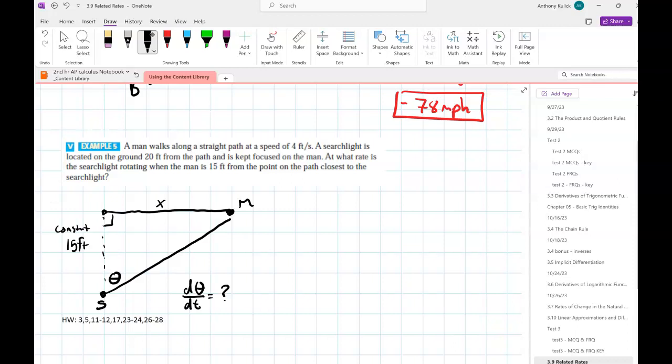This side is the distance the man's walked from the starting position. That's changing with respect to time. I'm going to call that distance x. And we know the rate at which it's changing should be called dx dt. Is that distance from the start to where the man is increasing or decreasing with time? Increasing, right? We're getting further away from our starting spot, so the derivative should be positive. Sound good so far?